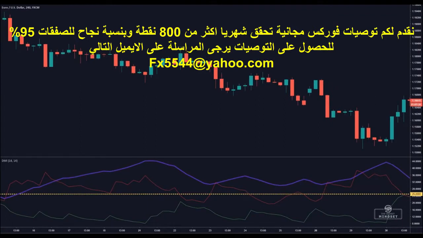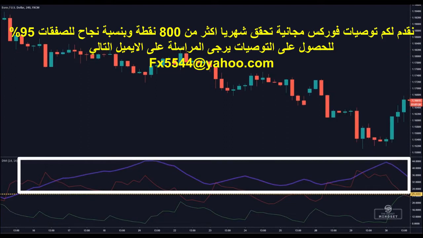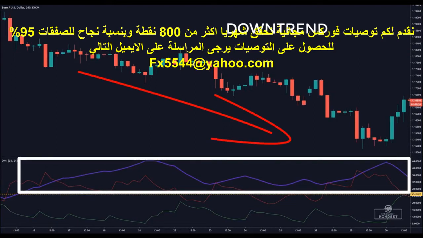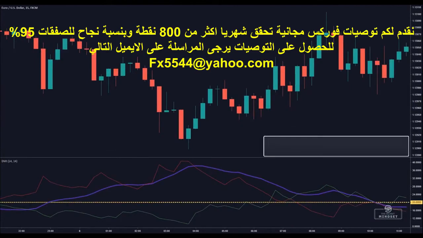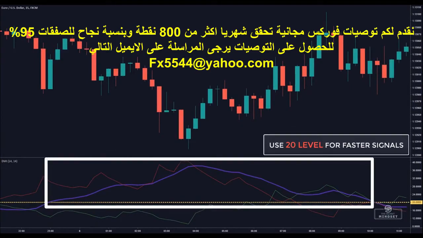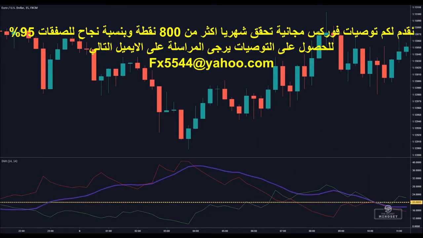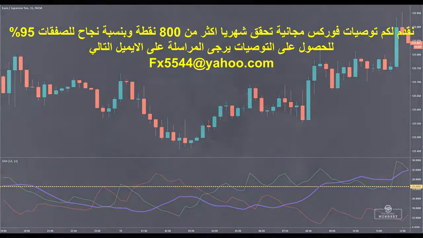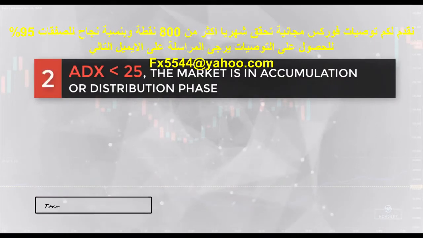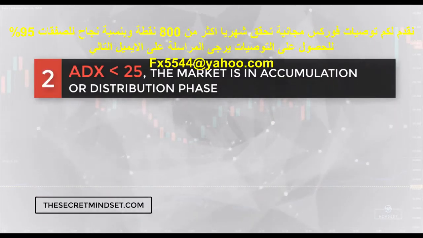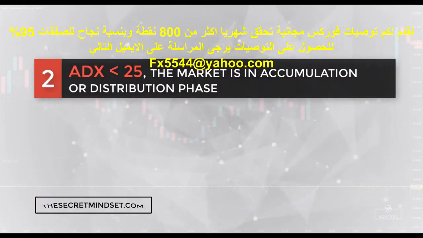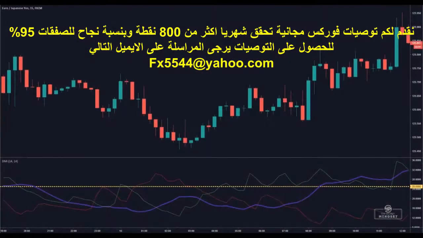Remember that ADX is non-directional, so its line above the 25 threshold also indicates strong downward trends, like in this example. If you want a faster signal, use a 20 level for the ADX line, like in this EUR/USD chart. When ADX is below 25, traders must avoid trend trading strategies as the market is in accumulation or distribution phase.